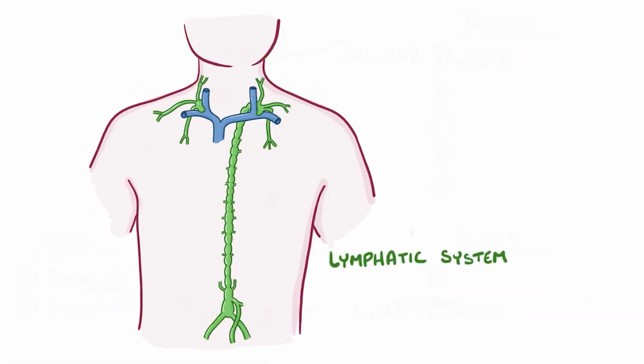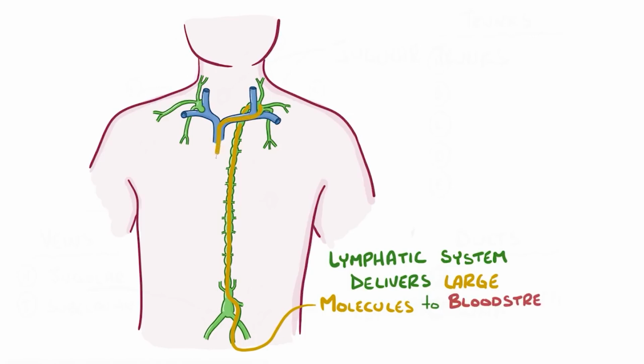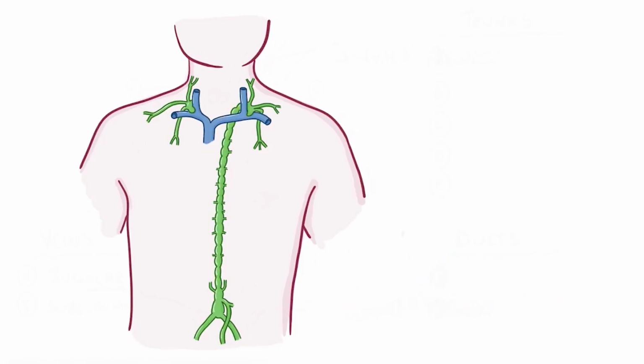The lymphatic system has key advantages. For example, it can pick up larger molecules, like hormones, that are too big to get into the capillaries, and then get them to the bloodstream. The lymphatic system can also help get nutrients to the tissues.